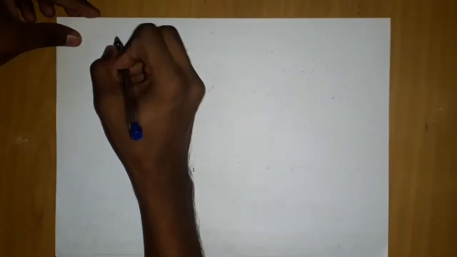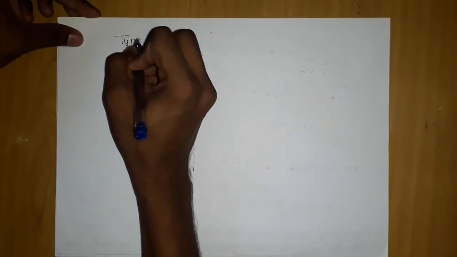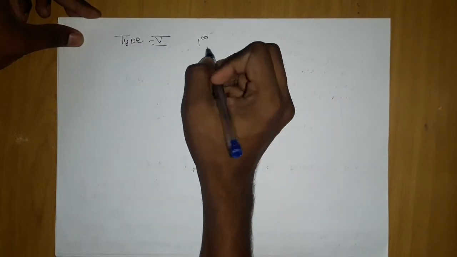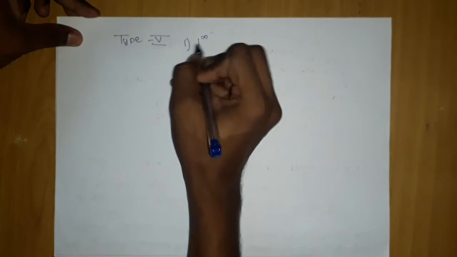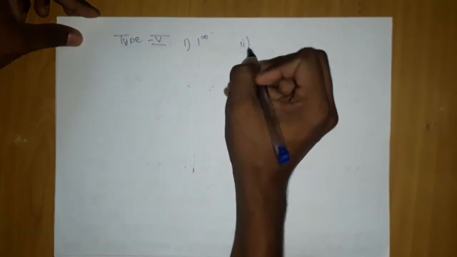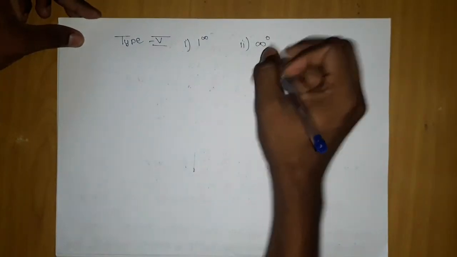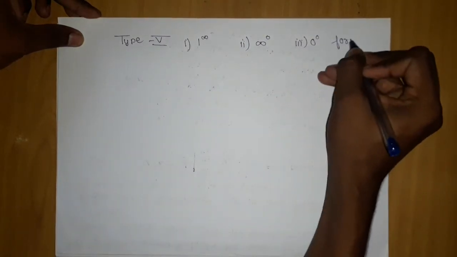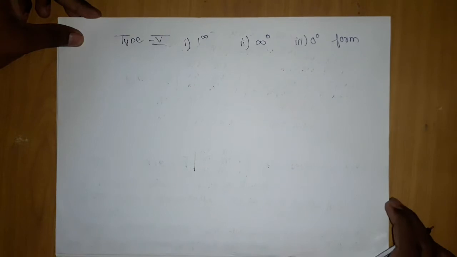This is type 5, which has three varieties. First one is infinity by infinity, second one is infinity power 0, third one is the 0 by 0 form. Three forms are there in this.